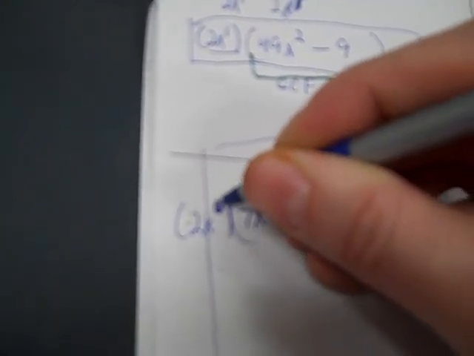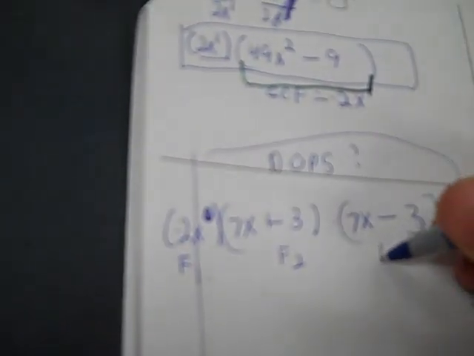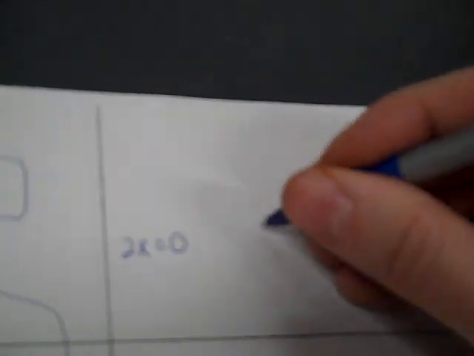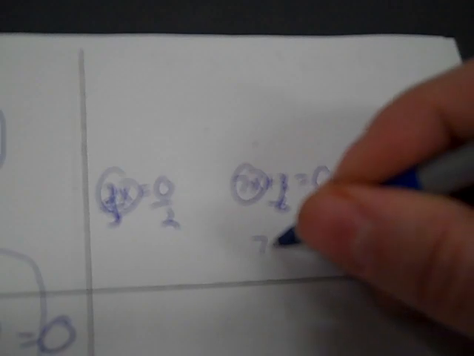That first can go away, but the x is still there, so it'd be F1, F2, F3. So 2x could equal 0. 7x plus 3 could equal 0. Or 7x minus 3 could equal 0. Okay, so dot circle. So here we go straight to our division, and 0 divided by 2 is 0. Then I subtract 3, and that's negative 3.